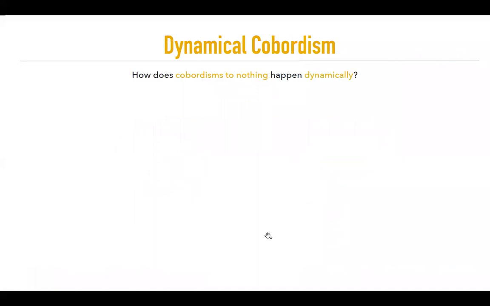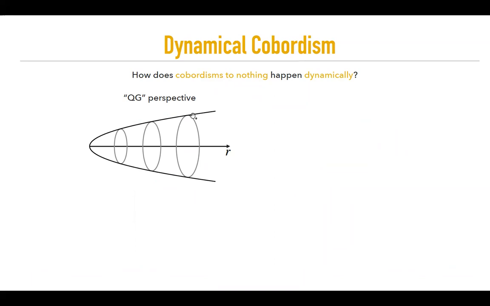Now, of course, the question about this bubble really nucleating and expanding is a different question. But now we want to ask how this cobordism to nothing happens dynamically, meaning what are the features of this background that is connecting the vacuum to nothing. Again, if I go to the quantum gravity perspective, this is easy. The only thing I'm doing is taking my compact manifold, to make it easy, to be just a cycle. And I have these radial coordinates and the cycle is shrinking to zero.